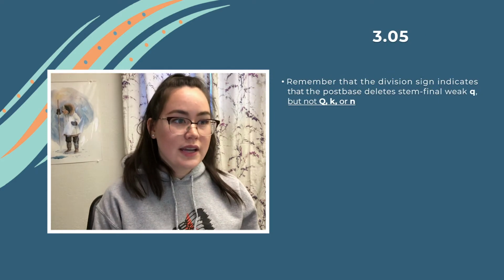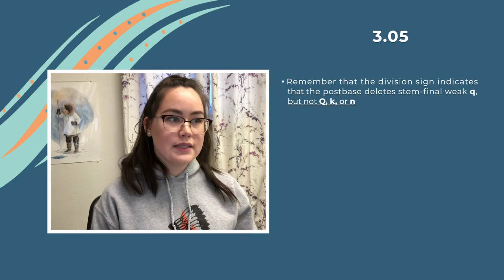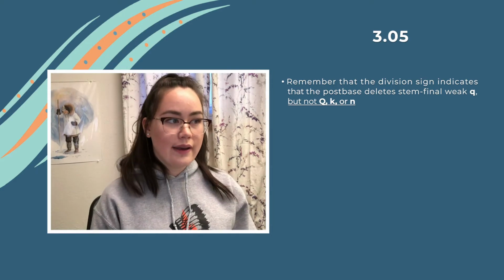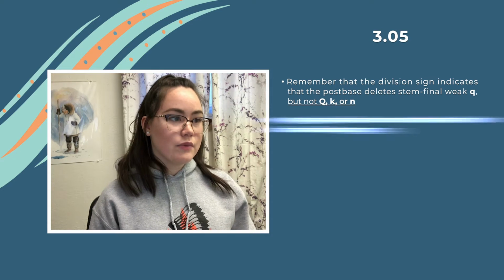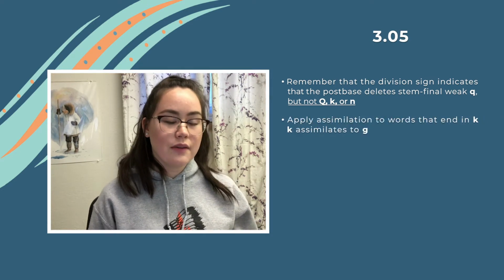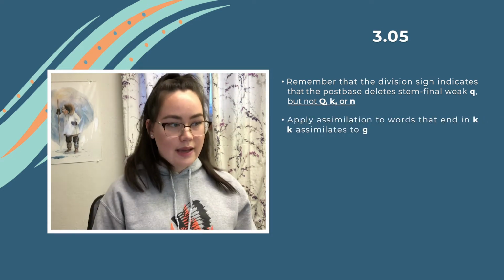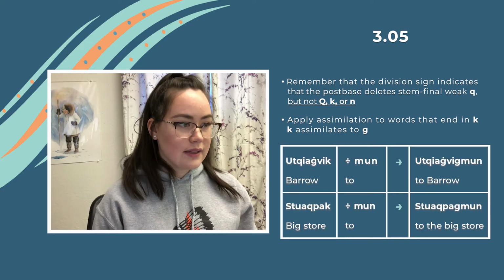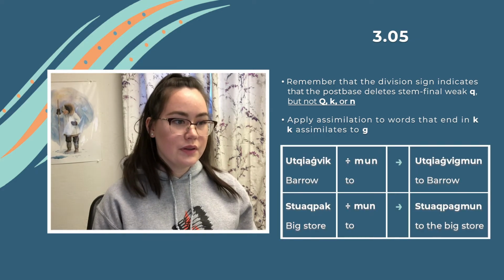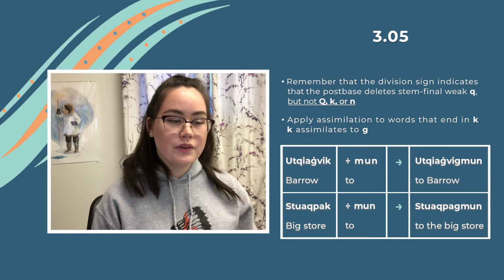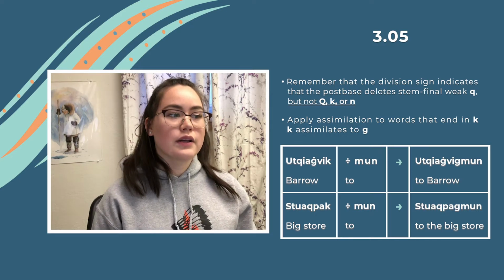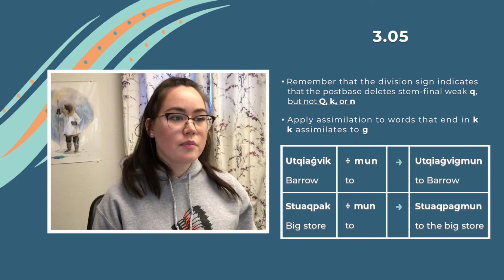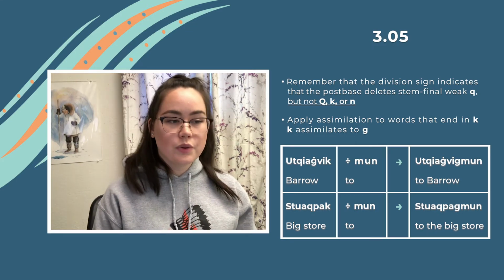Remember that the division sign indicates that the postbase deletes the stem-final weak Q, but not capital Q, K, or N. So with words that end in a K, we will apply assimilation and K will assimilate to a G. For example, utqiagvik, Barrow, plus mun. Utqiagvigmun, to Barrow. Storkbuk, big store, plus mun. Storkbarmun, to the big store.